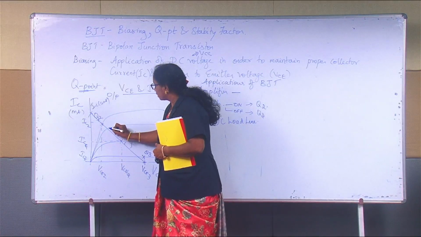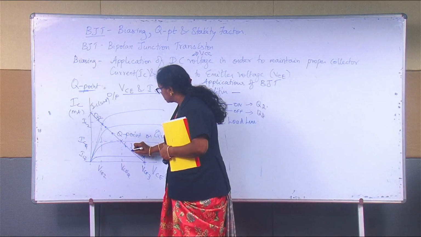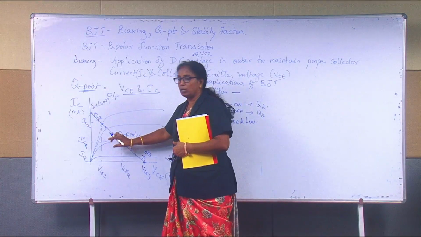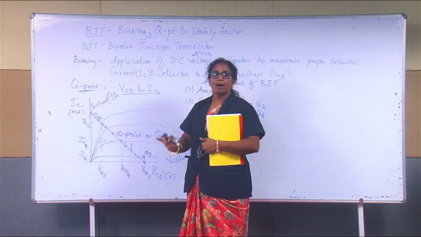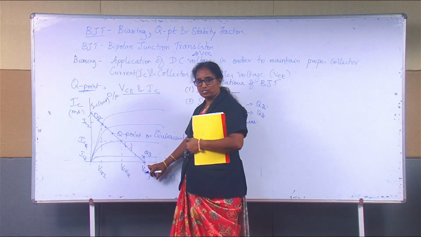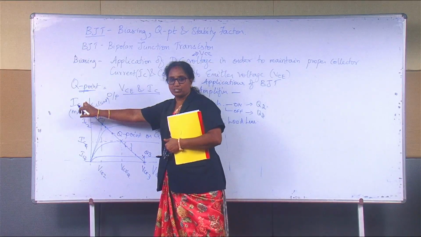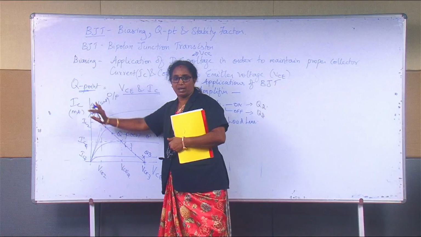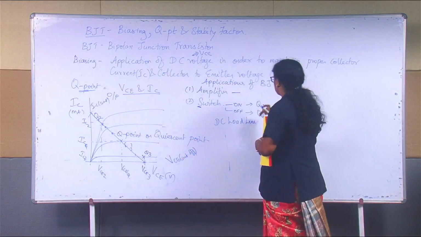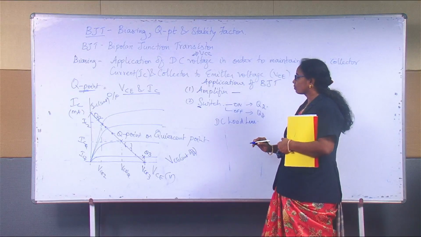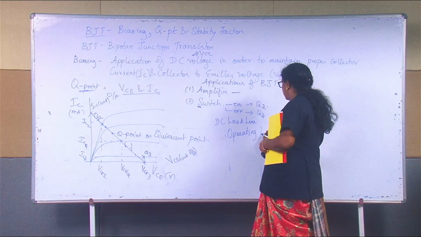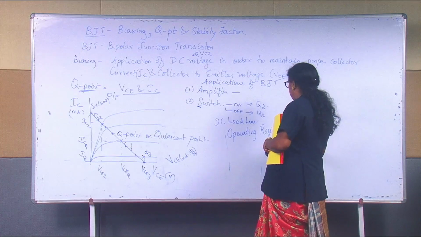So, any point lying along this line shows all the possible operating points for any given biasing circuit. This is one extreme and this is another extreme of the biasing condition. So, in other words, now we are going to see the various operating regions of the transistor.